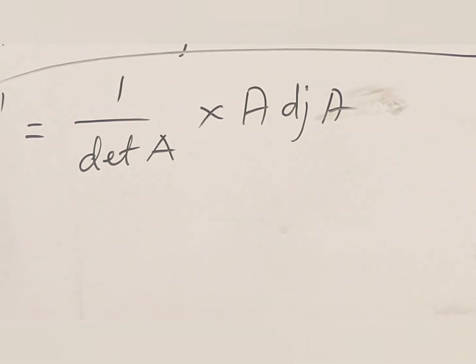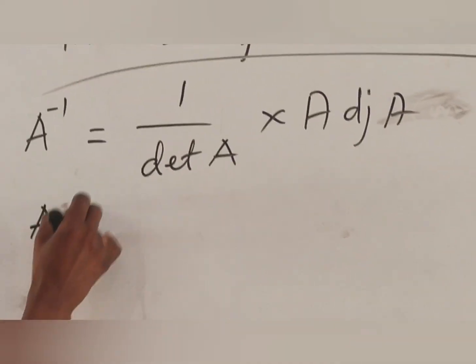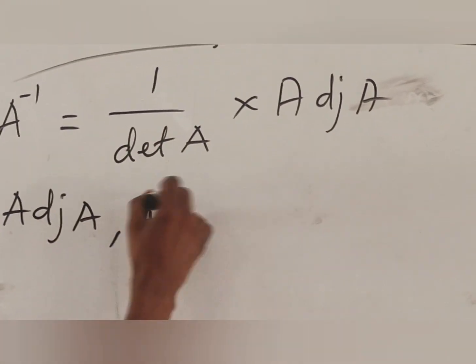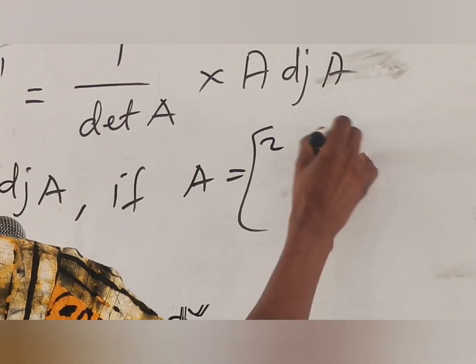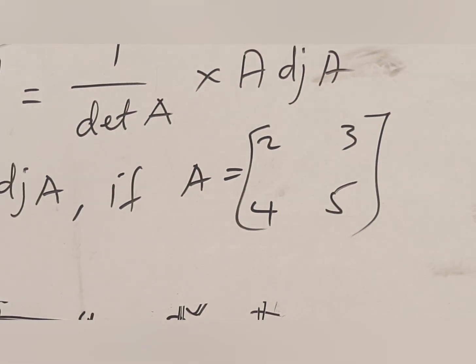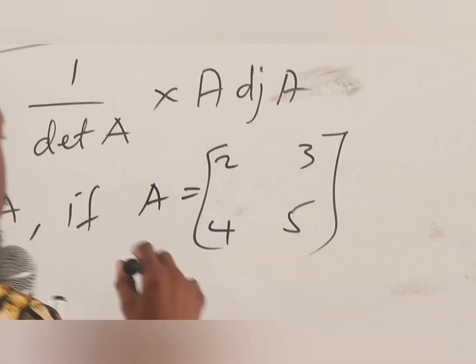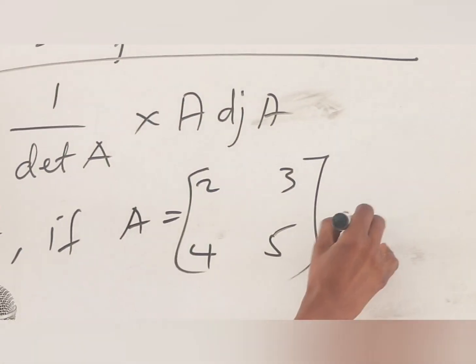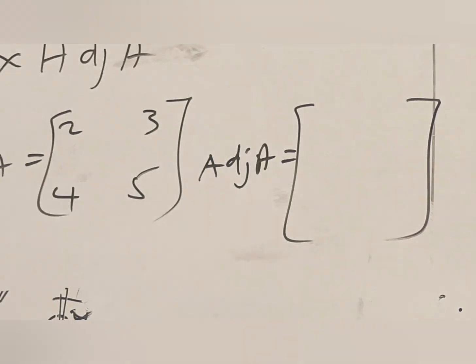Can you all see? Yes. Now, how do you find the adjunct of a matrix? Adjunct of A. If A, let's use this matrix, A is 2, 3, 4, 5. Now let's watch how to find the adjunct of A. Everybody watch. The adjunct of a 2 by 2 matrix.